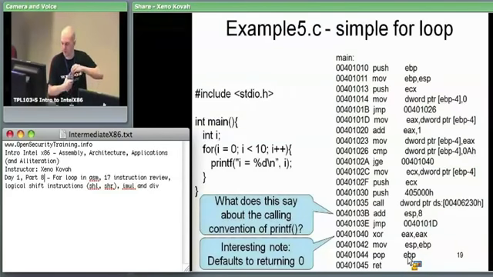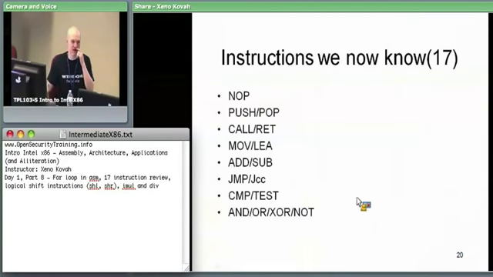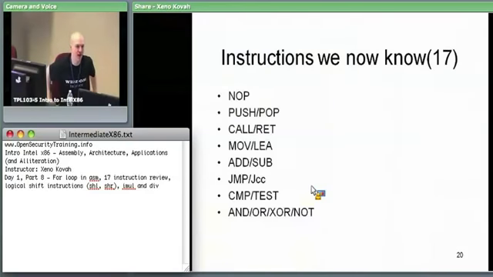All right, moving along. So at this point, we know 17 instructions. That was fast, right? We knew 9 a little while ago. Was it just after lunch we knew 9, and now we know 17? We're tearing through x86. And that's not even counting JCC and all those different forms of JCCs.